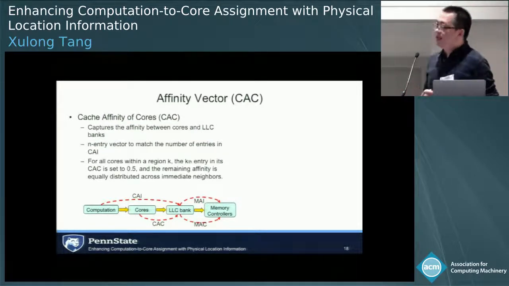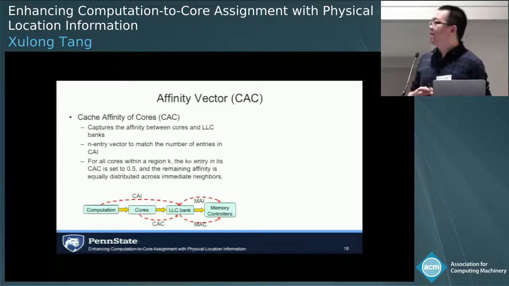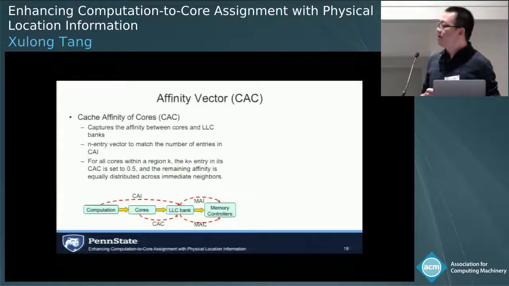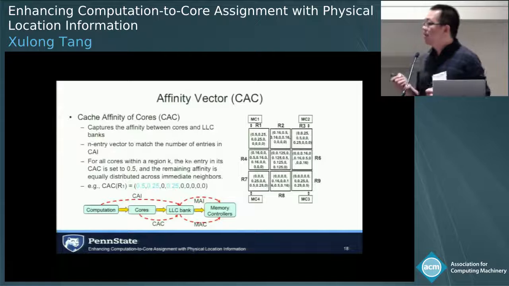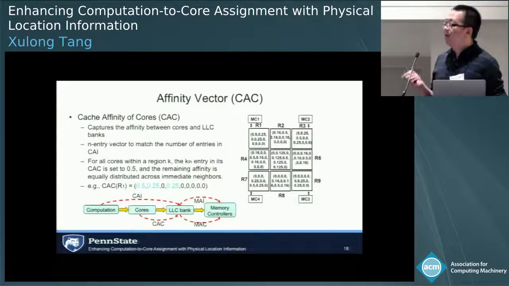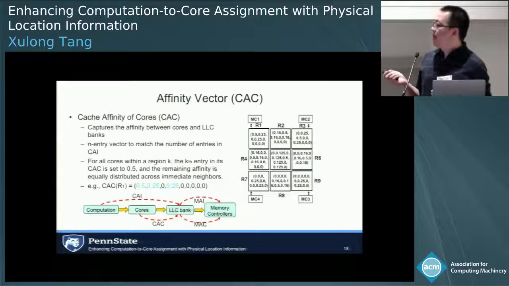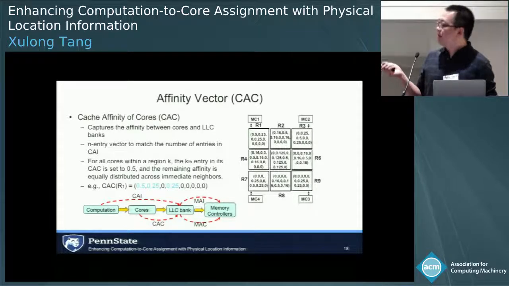So for all the cores within the region K, the K-th entry in the CAC vector is set to 0.5. In the paper, we explore different weights for this entry of the vector, but for explanation here, I just use 0.5. And the remaining affinity is equally distributed across the immediate neighbors of this region. For example, let's look at region 1 here. The first entry is set to 0.5, and the second and fourth entries are set to 0.25 and 0.25, indicating that region 2 and region 4 in this space are the immediate neighbors of region 1.